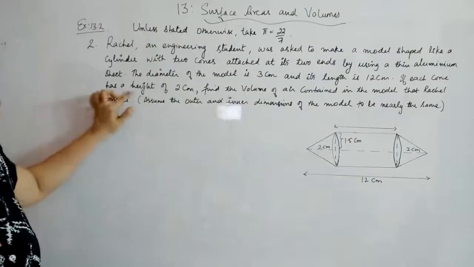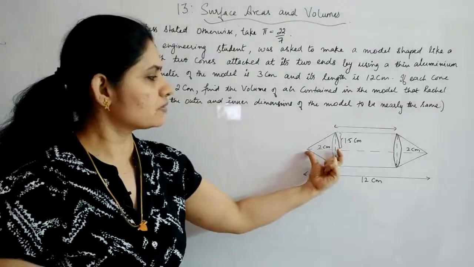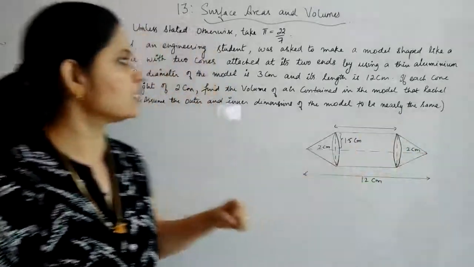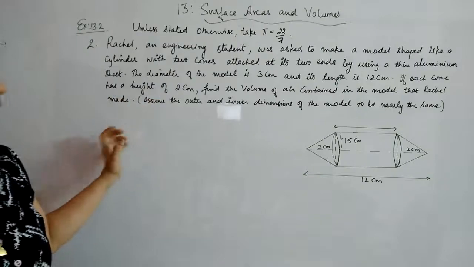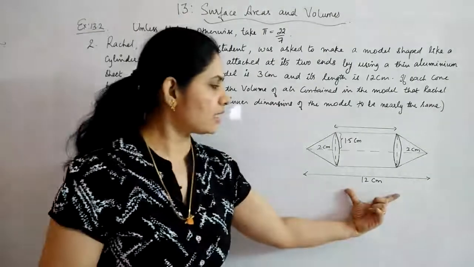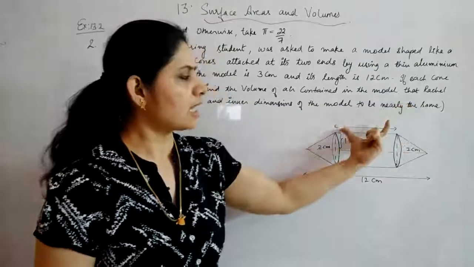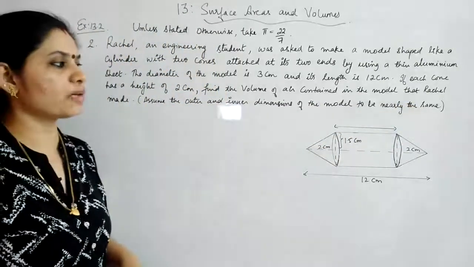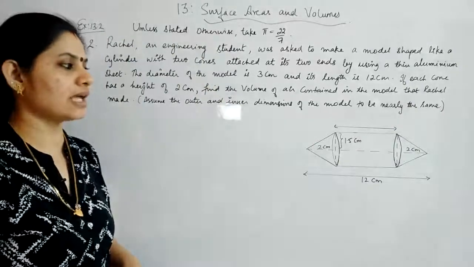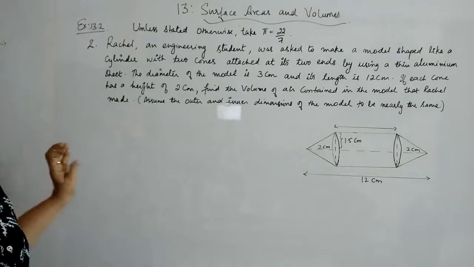If each cone has a height of 2 centimeters, so the conical height is given to be 2 centimeter, here also 2 centimeter. So we actually need the height of the cylinder separately. In total it is 12 centimeter in length, and this much is 2 centimeter, this much is 2 centimeter, means the height of the cylindrical part will be 12 minus 2 plus 2. That means 12 minus 4, which is 8 centimeter. So that will act as the H for the cylinder.